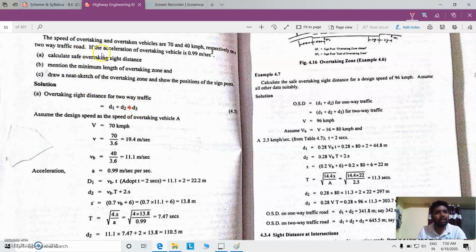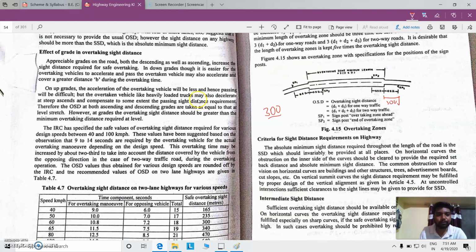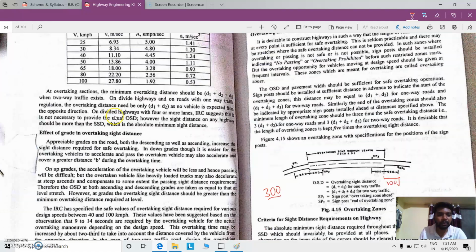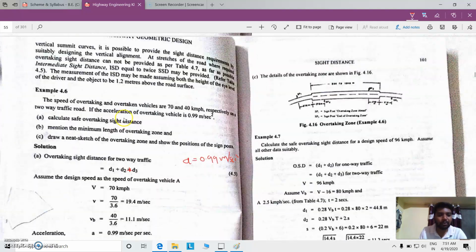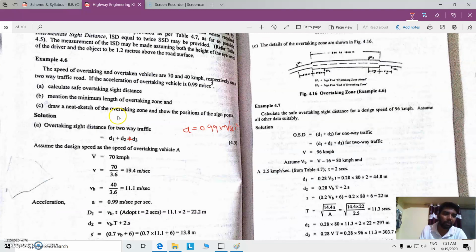And the acceleration of the vehicle is 0.99 meter per second square. Again, the value of a is given here, so there is no need to remember or consider the values given in the table we discussed previously. Whenever it is not given, we have to go through that table and remember the values. And some cases are given to calculate the overtaking sight distance.